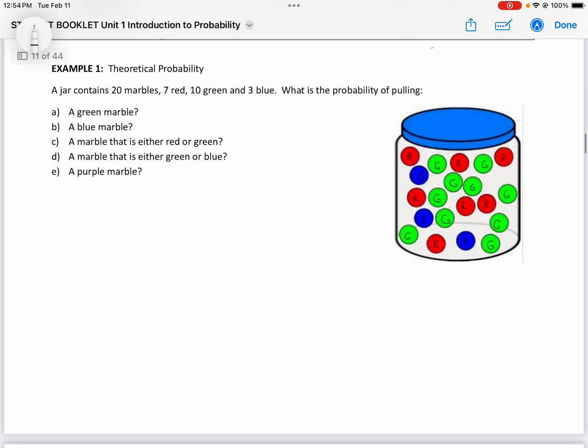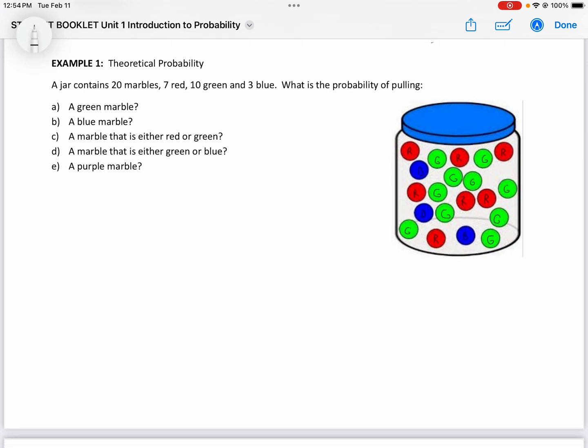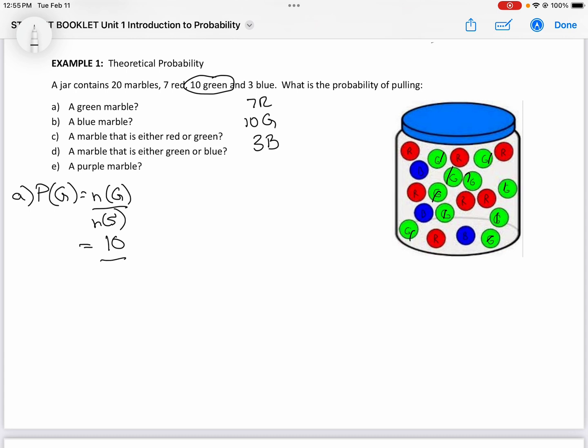Example 1, theoretical probability. A jar contains 20 marbles. There's 7 red, 10 green, and 3 blue. What is the probability of pulling a green marble? The probability of green is going to be the number of green marbles over the total number of marbles. We can either count them, or we can refer back up to the question: 10 green, and we have 20 marbles in total. So the probability is 50% or 1/2.